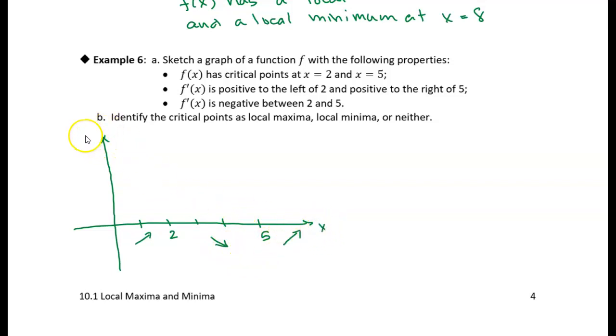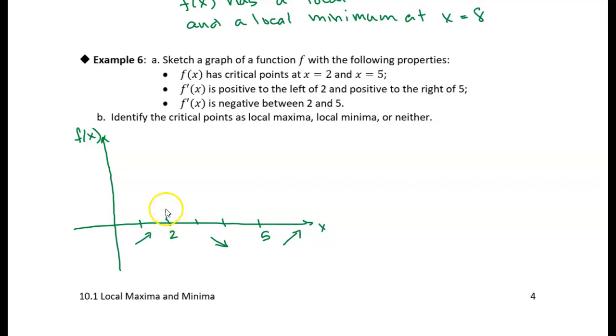All right, so there's my x-axis. This is my f of x axis. What is that telling us? We have a critical point at 2. It's increasing to the left, decreasing to the right. So that tells us we have a local maximum there, right? We don't really know any more about the function. All I know is that I have to have a local maximum.